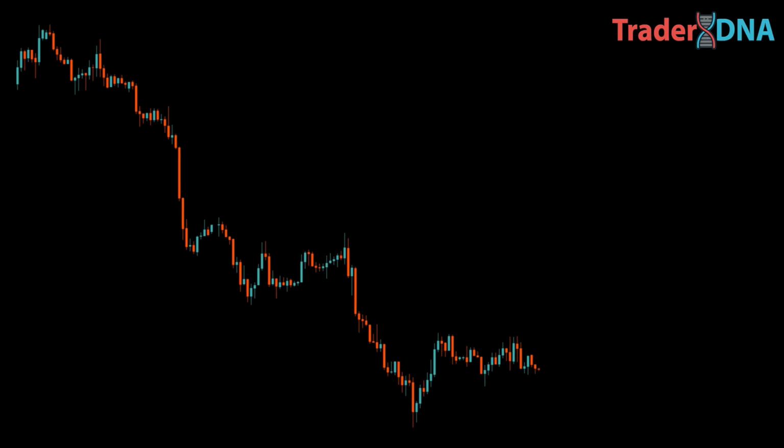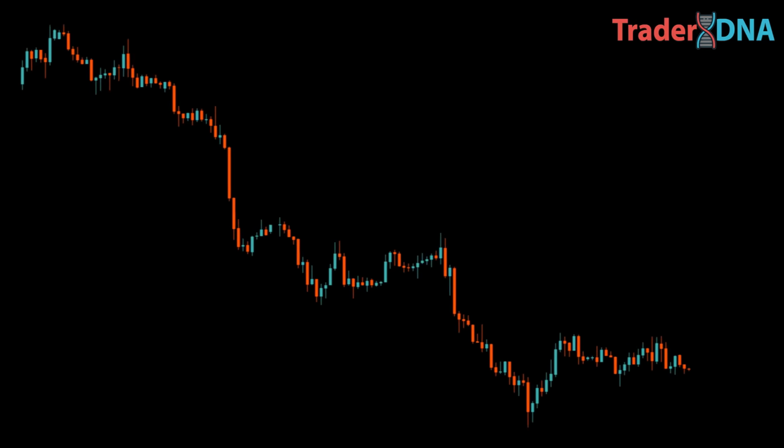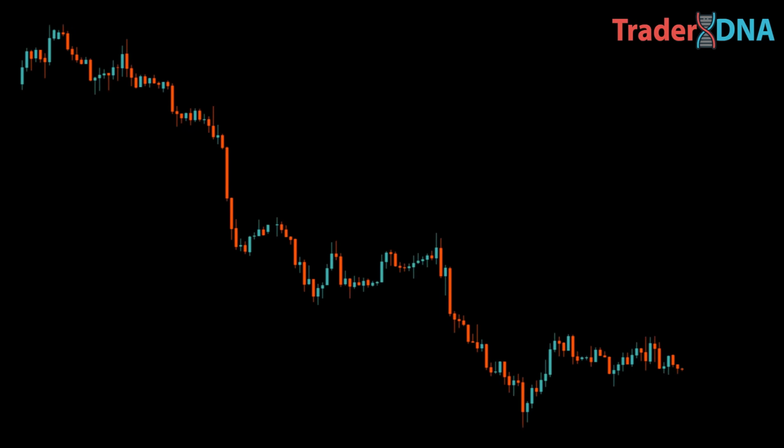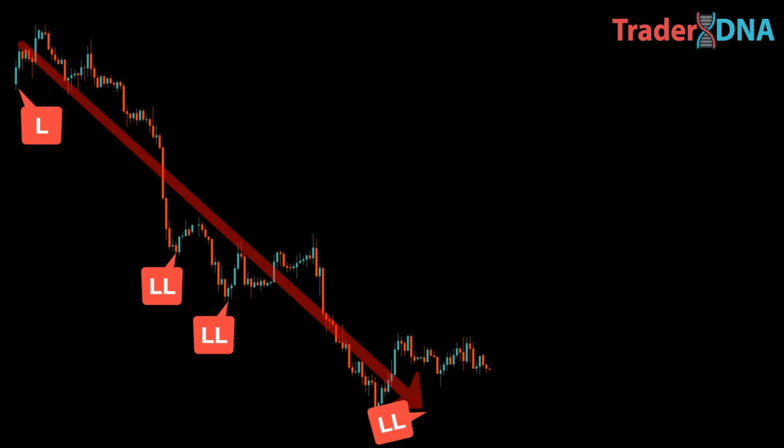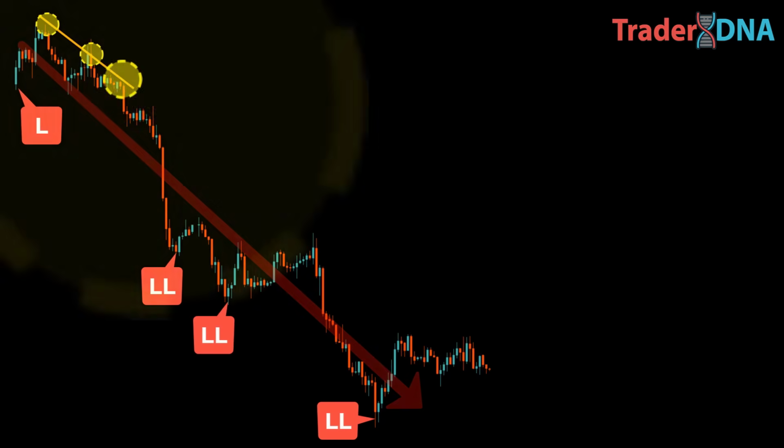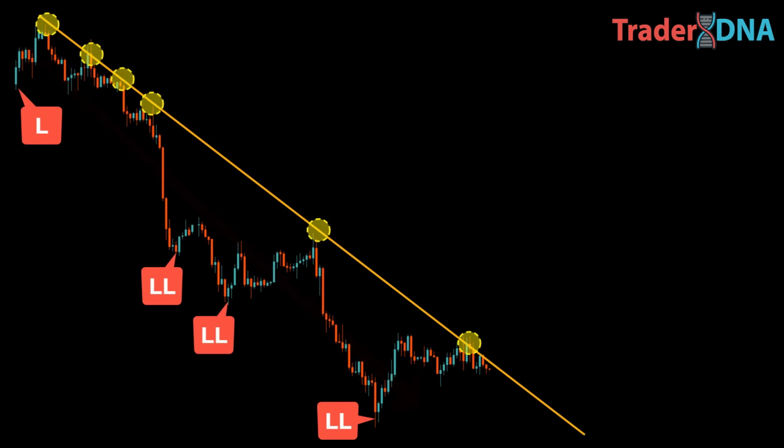Let's break this down with another real chart example. Take a look at this setup. Right here, we're clearly looking at a downtrend. The price has been moving lower, forming lower lows, so we draw our trend line across the top, connecting the swing highs to mark the descending trend structure.